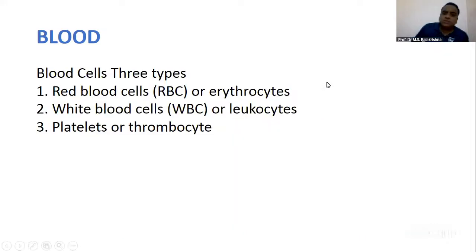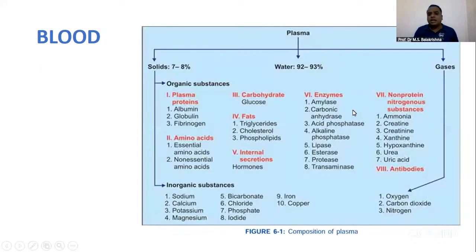So as we know, the blood cells are of 3 types. RBCs are called erythrocytes, WBCs are called leukocytes, and the platelets are called thrombocytes. So you should know the applied aspect of all of them. If something is increased, what is the condition called, and if it is decreased, what is the condition called. That is the basic thing where the majority of questions are asked.